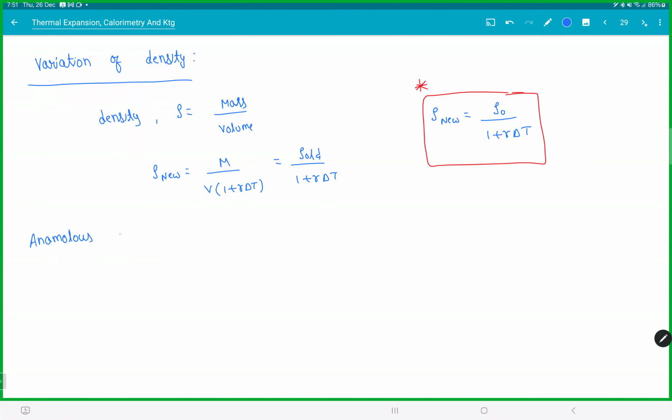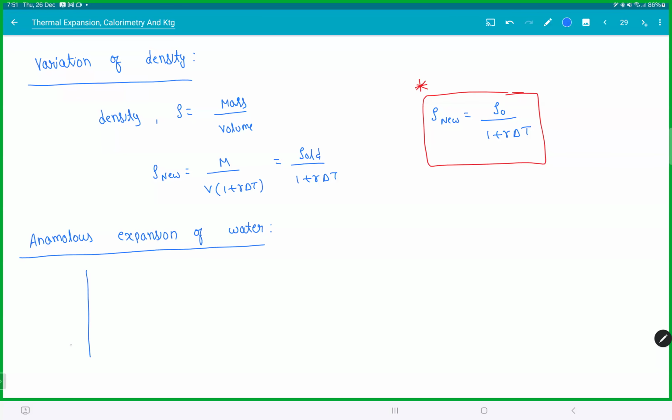Meaning, I'm pretty sure you studied in chemistry, when water starts freezing into ice, it starts forming in hexagonal structures. And you get a lot of empty spaces. So there are air molecules, so overall density drops. Anomalous expansion of water.